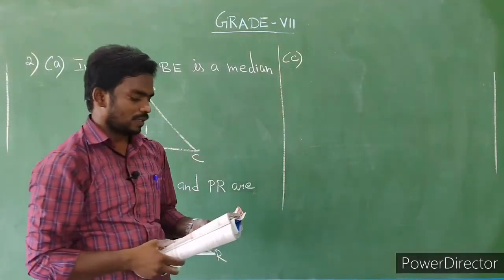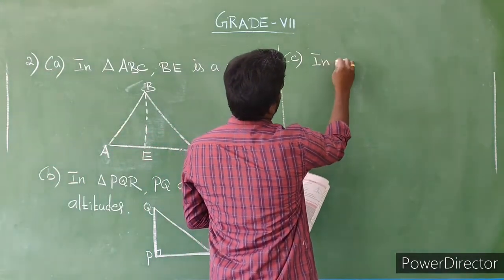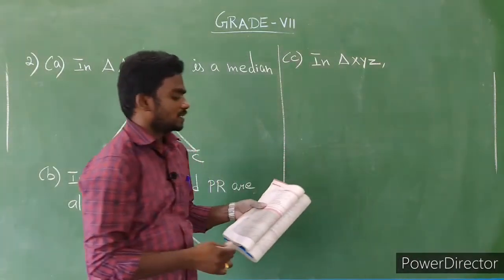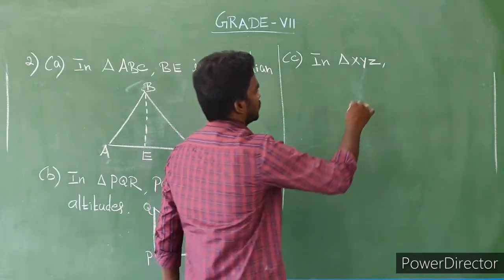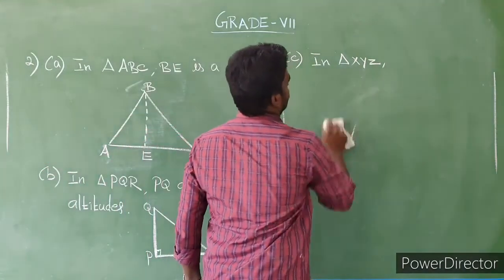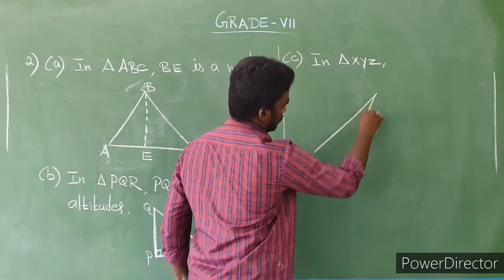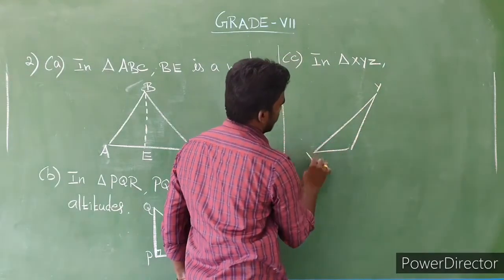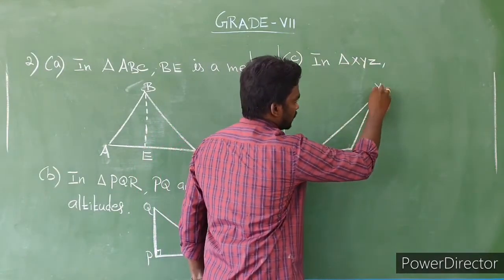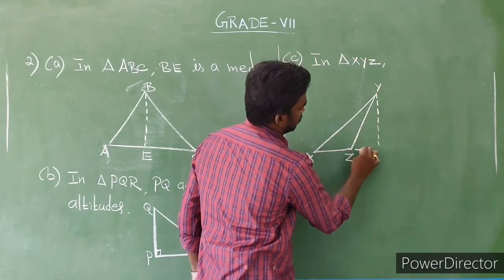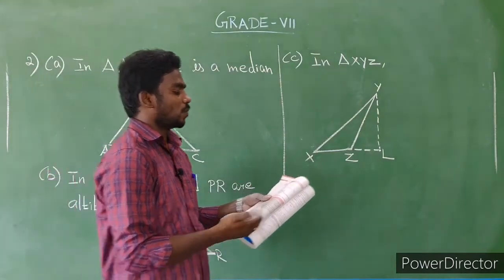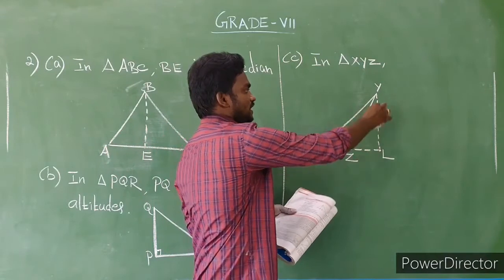Next, what is question C? In triangle XYZ, YL is an altitude in the exterior of the triangle. So we can join this triangle like this. X, Y and Z is a triangle. We can draw an altitude YL in the exterior of the triangle. So this point L is the foot of the height YL. Third one, in triangle XYZ, YL is an altitude which lies in the exterior of the triangle.